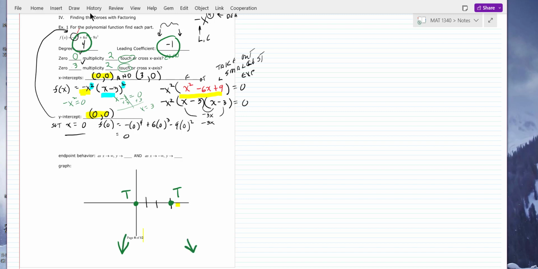And that means now if we put this together, this graph will have to look like this. It'll have to touch that, change directions, and touch and then change directions like that. So that means your endpoint behavior is, since you're going down, -infinity on both of those.